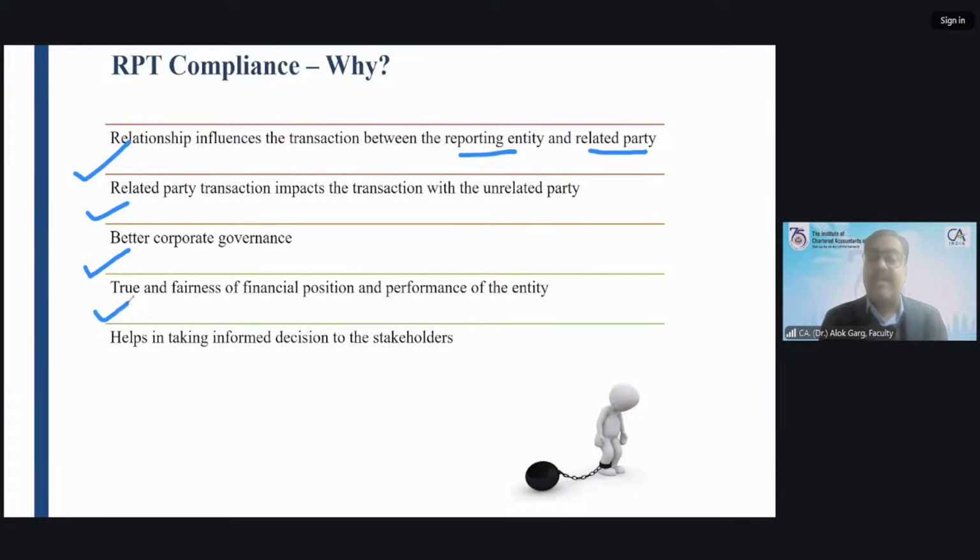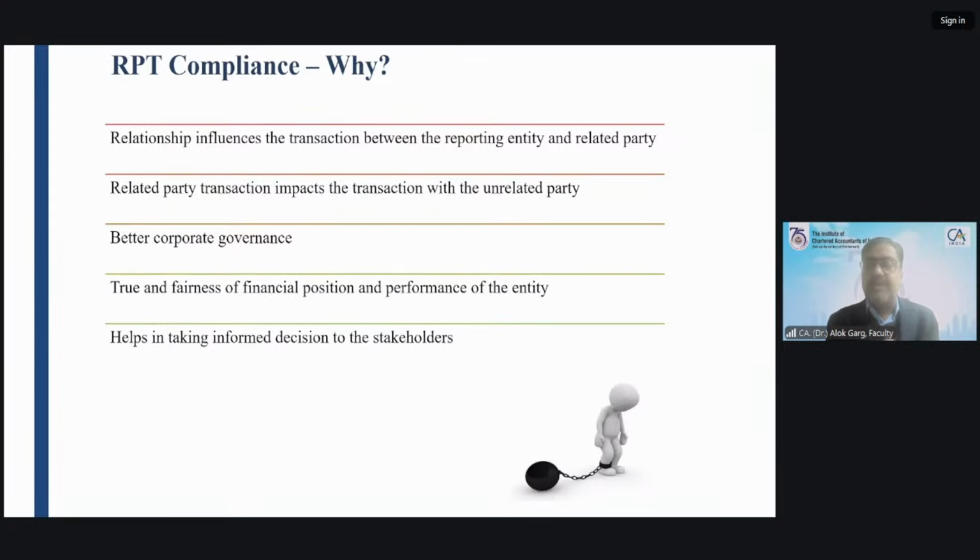So in this case, there could be some favoritism, there could be some influence of the relationship, there could be some issues in the framing of these transactions, and hence by doing the related party compliance, the true and fairness of the financial position and performance of the entity is also established. It helps stakeholders in taking informed decisions. So these were the reasons why related party compliance becomes very, very important.